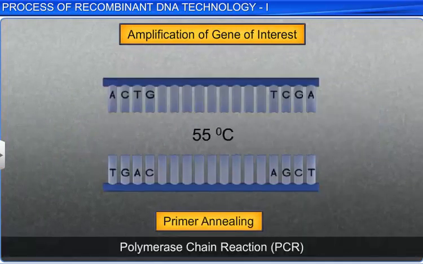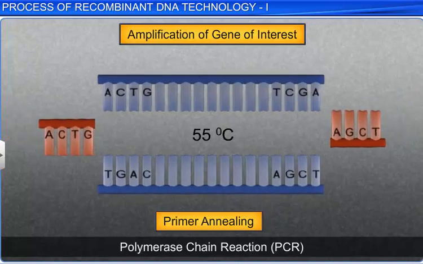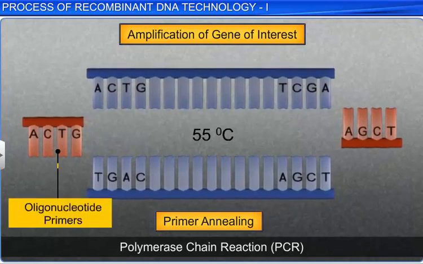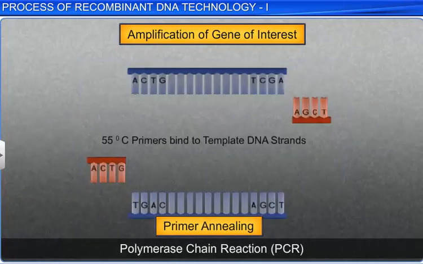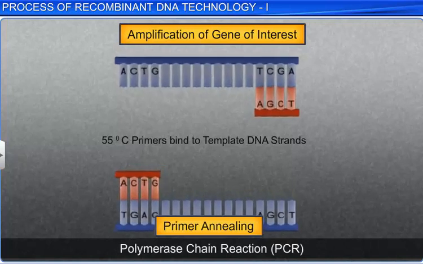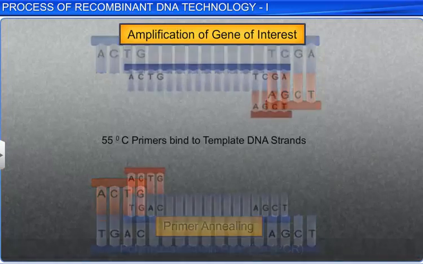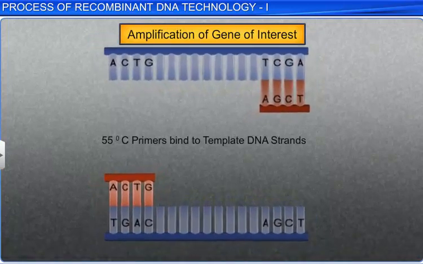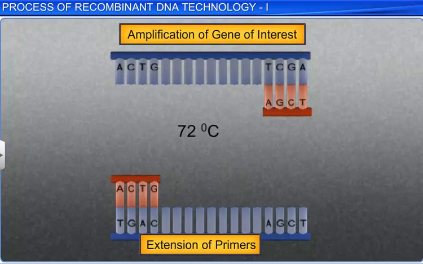In the second step, the solution is cooled to around 55 degrees centigrade in the presence of oligonucleotide primers that are complementary to DNA regions. Now, 2 oligonucleotide primers anneal or hybridize to each single-stranded template DNA. Annealing sequences are located at the prime ends of 2 strands of the desired segment. In the third step, the temperature is raised again to 72 degrees centigrade.